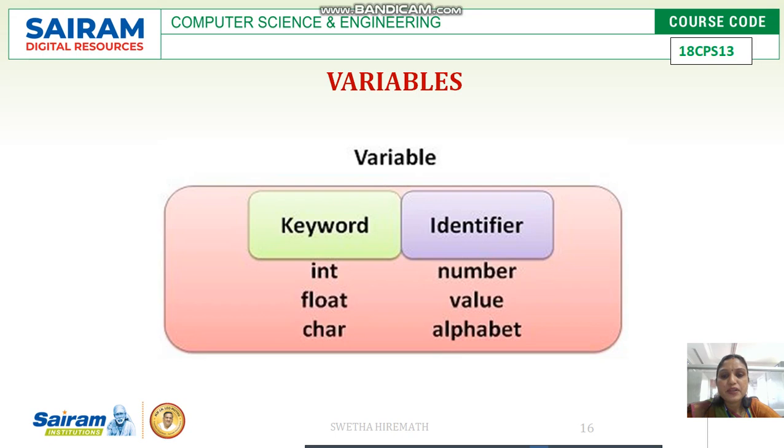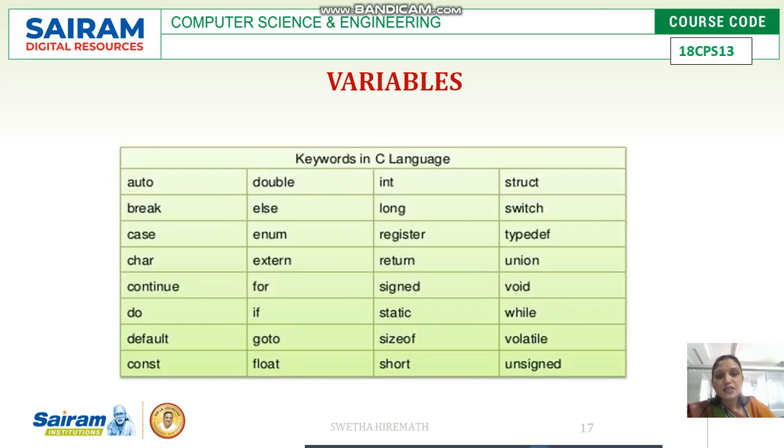So keyword, example int, float, char, and identifiers, examples we have given, any word can be considered as an identifier if it follows certain rules. So what are the rules to write the identifiers? We will see in the next slide.